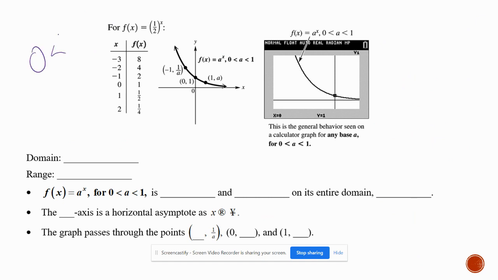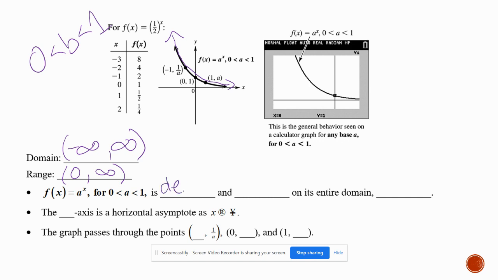This graph is for a base that's between 0 and 1. It's a decreasing function, your decay function. You are losing value as we're working from left to right. The domain, negative infinity to infinity. Again, that's our domain for every exponential function that we have, parent or not. Our range here is still 0 to infinity.